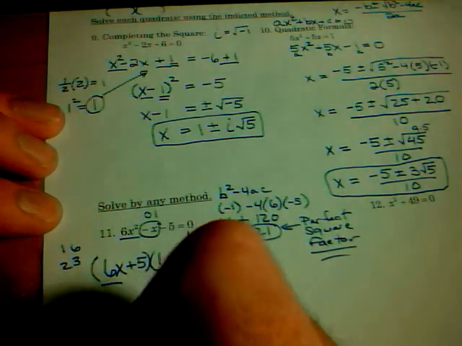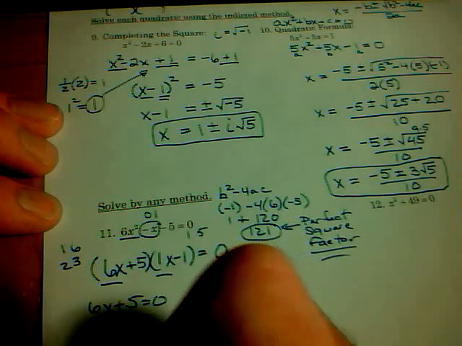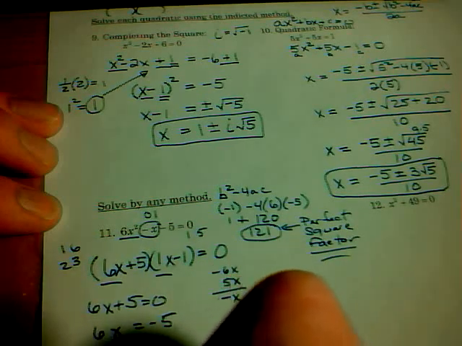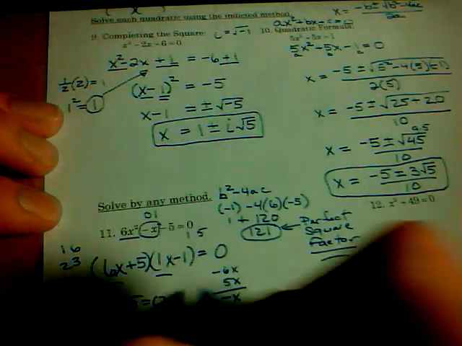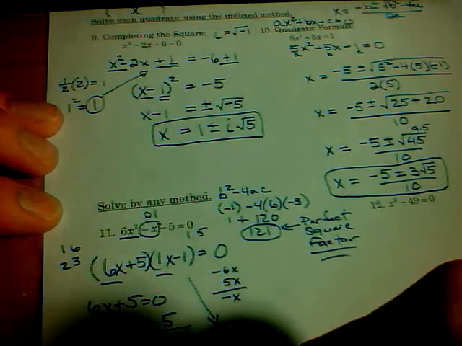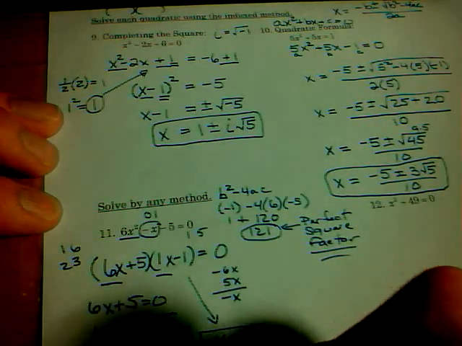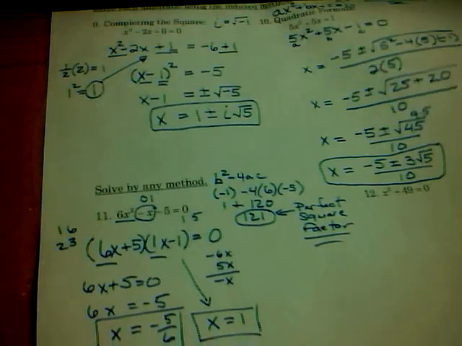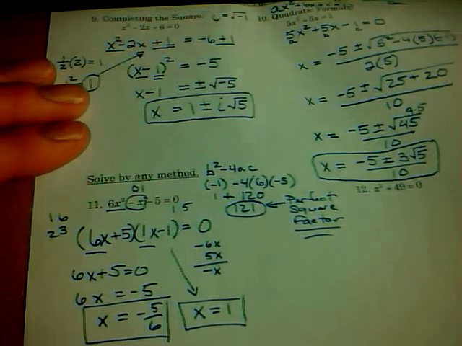So now we're ready to just set these equal to 0. So 6x equals -5 and x equals -5/6. There's your first answer. And then for your second answer here, remember all we need is the opposite of -1 here, so x will equal +1. Okay. So there is problem number 11.